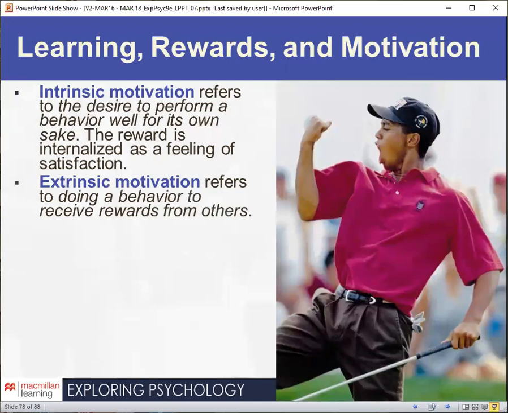Extrinsic motivation refers to doing a behavior to receive rewards from others. So intrinsic, you do it because you want it and you like it. Extrinsic, you do it for others.